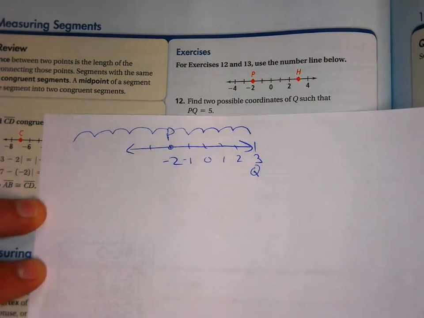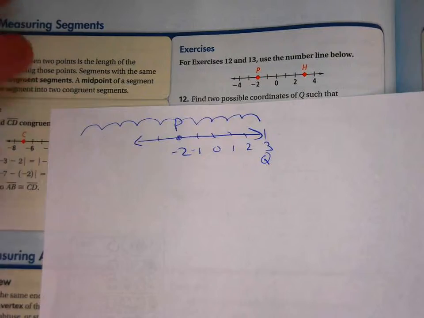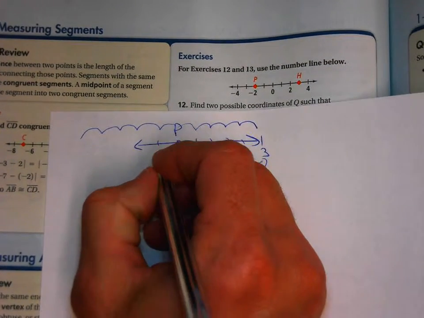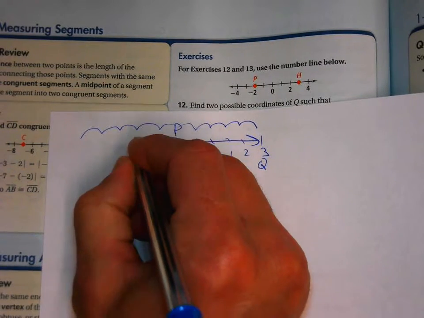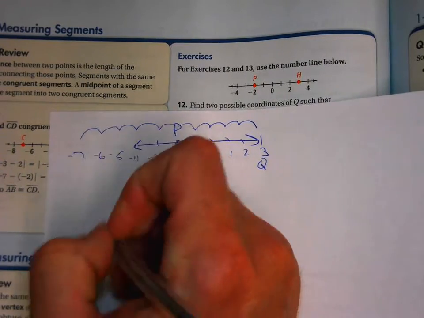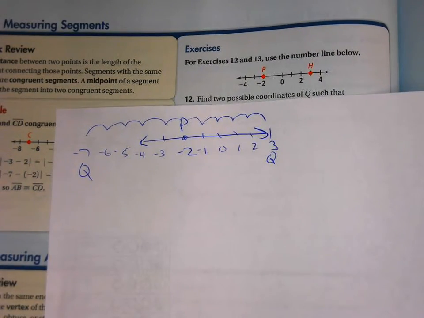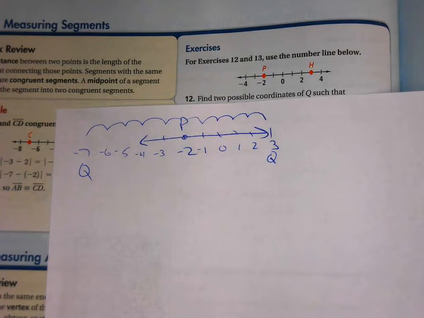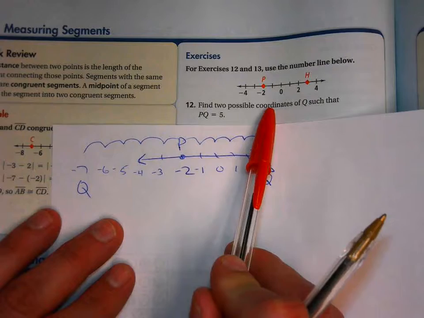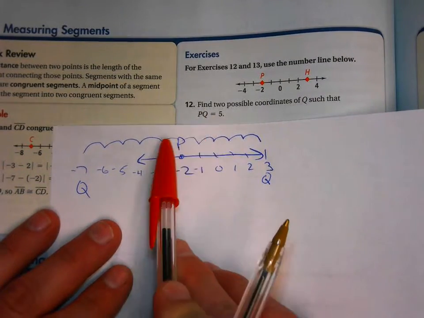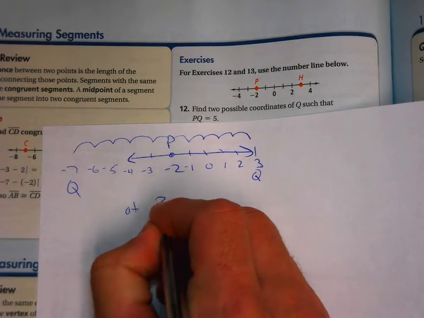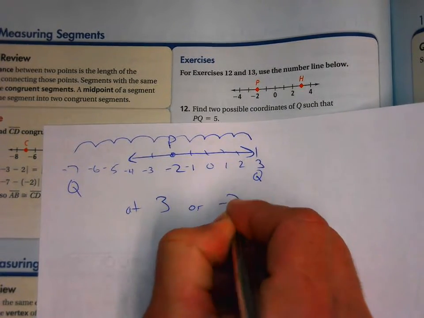Hopefully you saw what I just did. So we'd have -3 here, and -4 here, and -5 here, and -6 here, and that would be -7 here. So we can have Q also at -7. So when the question is asking, find two possible coordinates of Q such that the measure of PQ is 5, it could be at 3 or at -7. That's how we'd answer number 12.